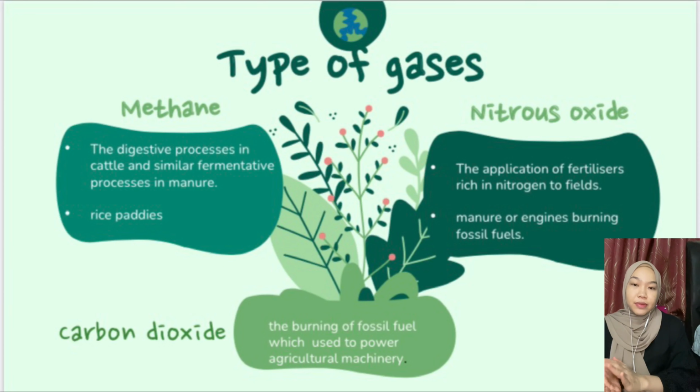First is methane gas. Methane gas is from the digestive processes in cattle and similar fermentative processes in manure. It is also from rice paddies, where constant flooding of the fields creates similar anaerobic conditions which favor methane production. Second is nitrous oxide. Nitrous oxide is mainly formed during the application of fertilizers rich in nitrogen to fields. It also originates from manure or engines burning fossil fuels. Last is carbon dioxide. Carbon dioxide originates from the burning of fossil fuels used to power agricultural machinery.